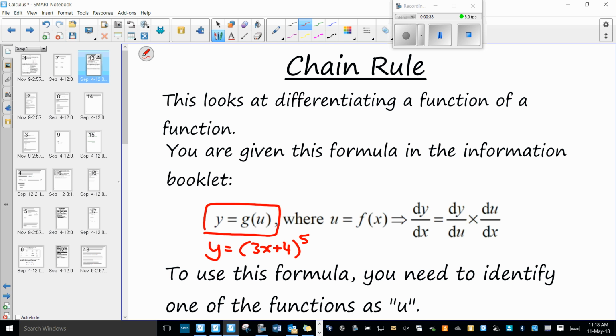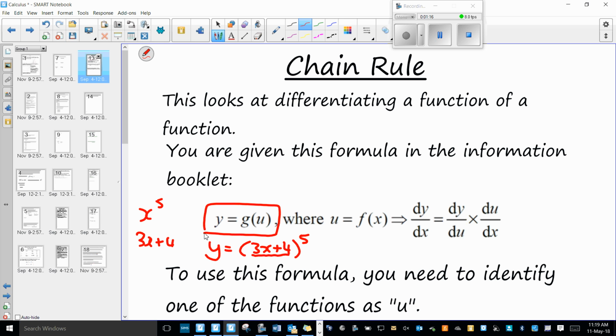So what you have here is a function, and then that function has something happening to it. In this case, this whole bracket is being raised to the power 5. So it's not just x to the power 5, it's not just 3x plus 4, but a combination of those two things. Do you see what I'm talking about? Okay, so this is the longer method to describe what's happening.